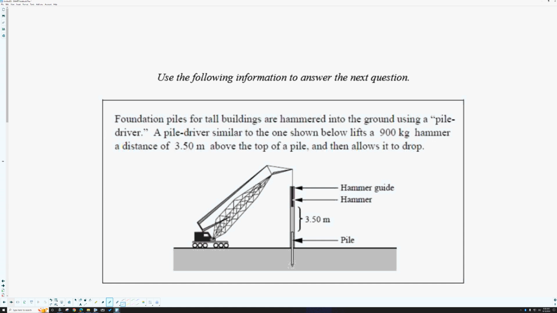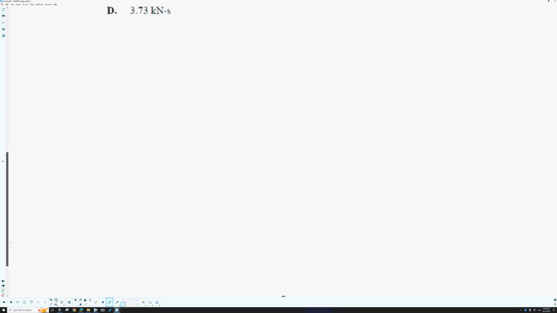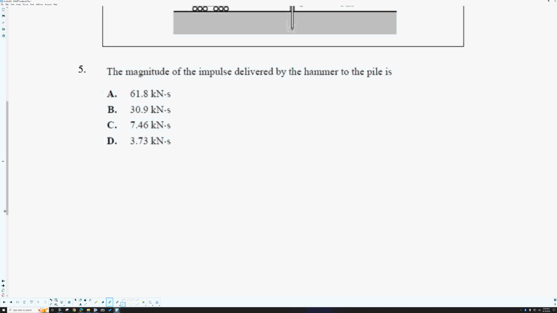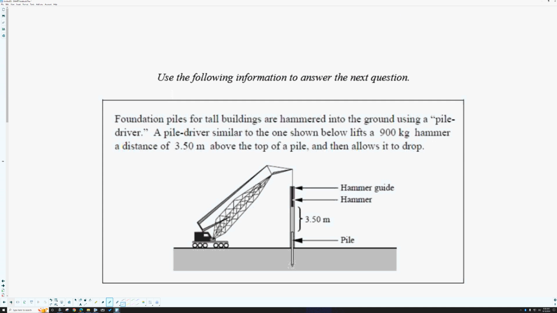Question 5. Is it just 5? I thought there was 6 on it. Oh, yeah.